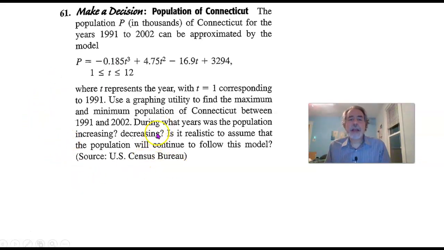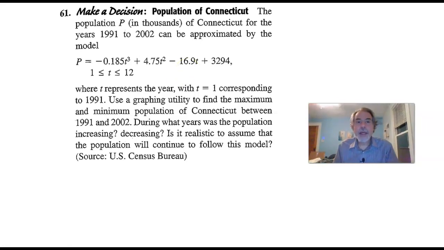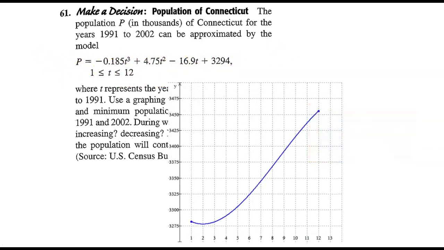And then it asks about, like, during what years was the population increasing? When was it decreasing? Well, it's hard to tell just by looking at that equation. We could do some calculations with it, actually plug in some numbers and get some numerical data that way. But let's look at the graph. So I got my graphing utility, my graphing program, and I asked it to draw the graph of this function. And here's what I got.